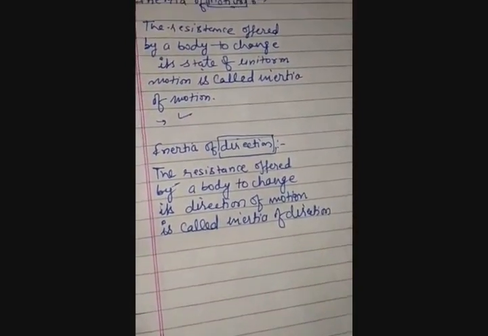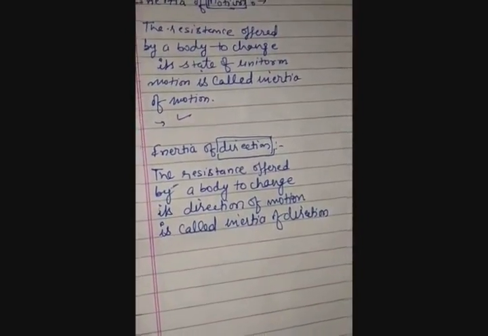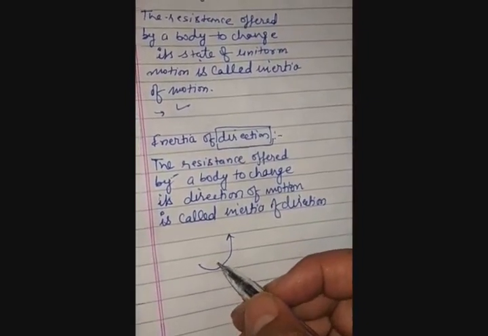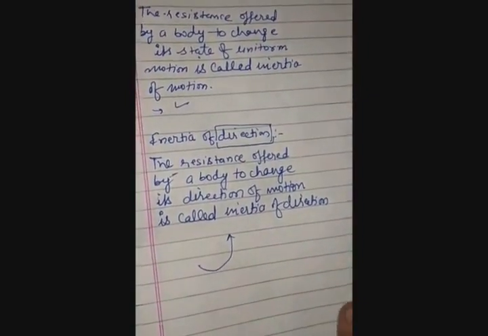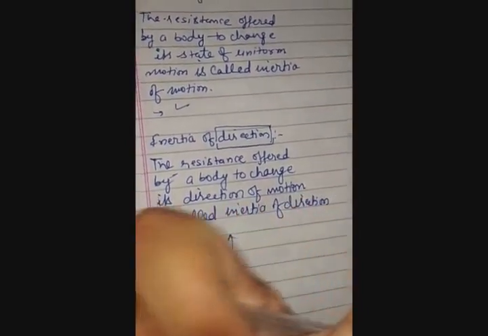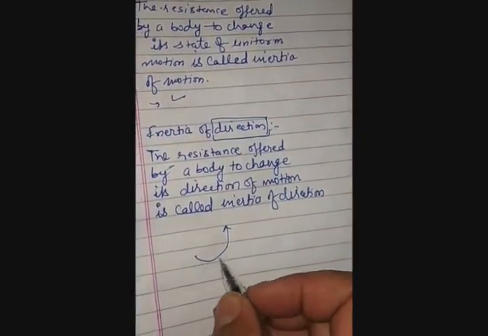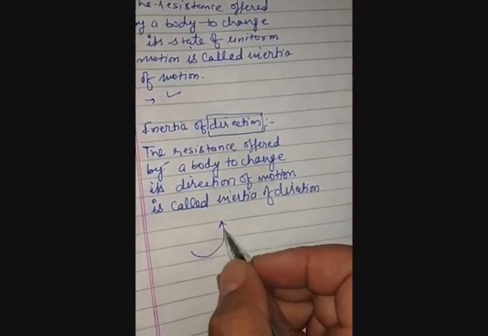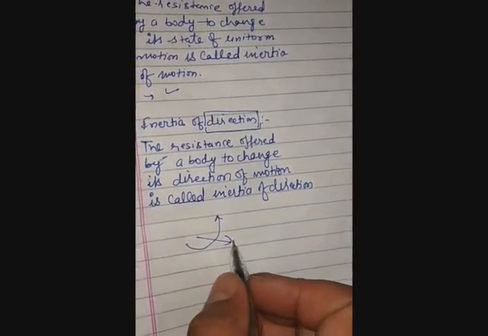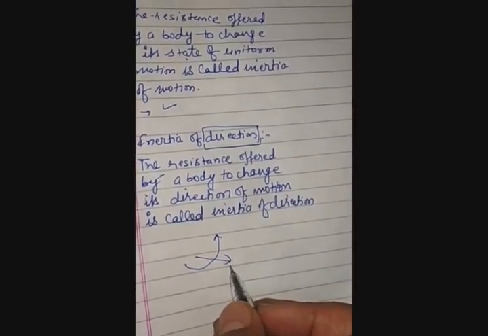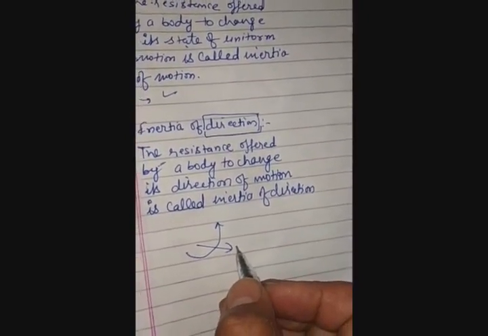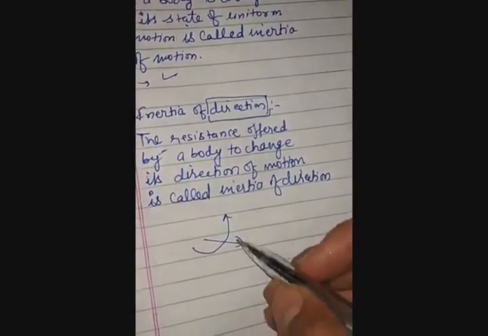Simply, I am giving you one example: when a bus suddenly takes a turn, what happens? The passengers sitting casually experience a jerk in the outward direction. If the bus takes a turn in this direction, the passenger feels a jerk in the outward direction. This happens because the passenger tends to remain in the original direction of motion due to inertia of direction.